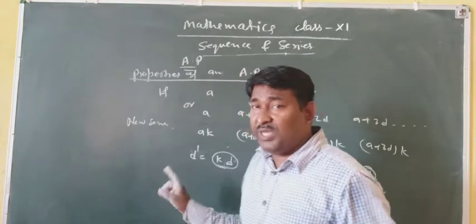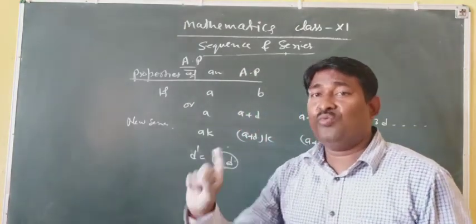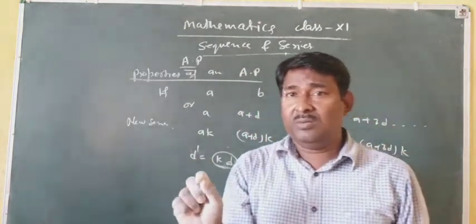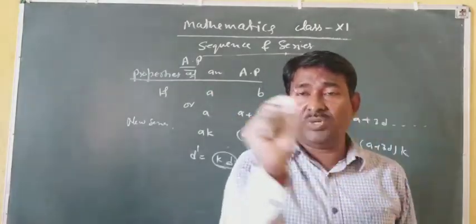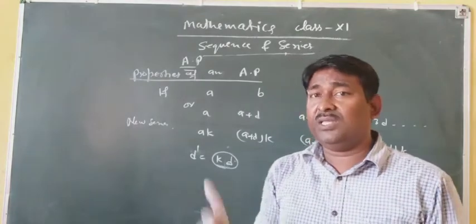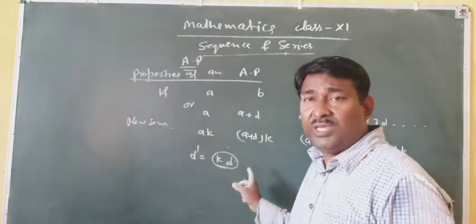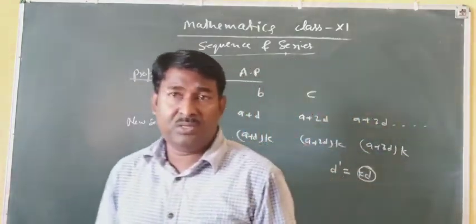The conclusion is that when we multiply each term of an AP by a constant number, then the new series will again be in AP.